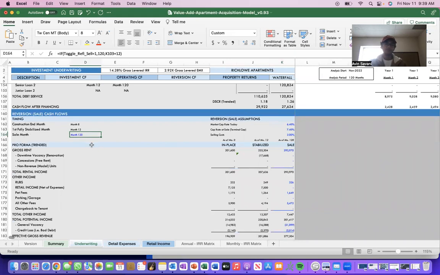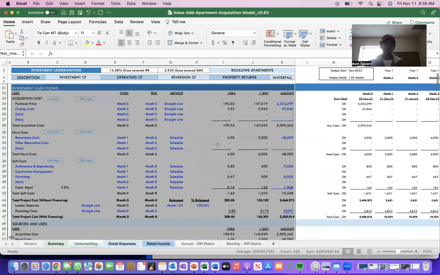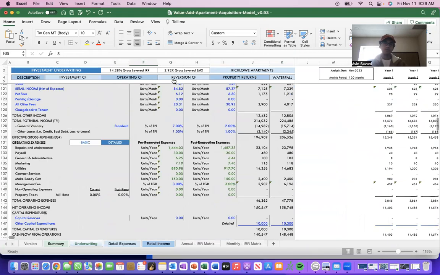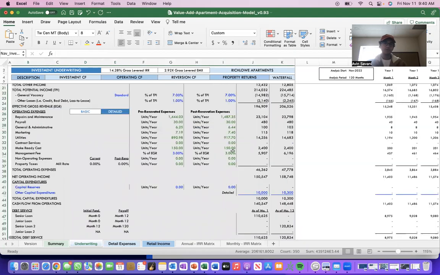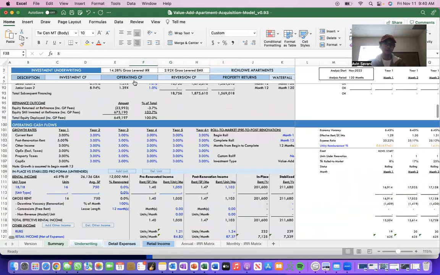And then here's your first sale month, basically. So the construction end month, the first fully stabilized month, and then the sale month, right? So you can adjust your construction. If you go back up here to investment cash flows, you'll see that the construction timeline is 8 months in total. So if I increase this to 12 months, that bottom line amount is going to be 12, right? So if you go back up here, you can adjust what the start and end date of your investment cash flows are.